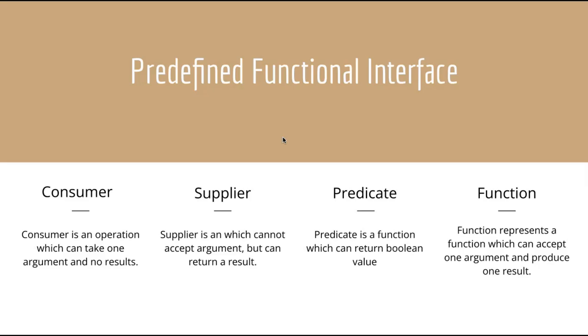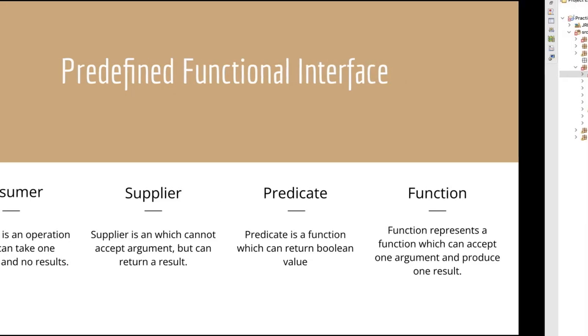The interviewer may keep asking about predefined functional interfaces. There are four predefined functional interfaces we need to know: consumer, supplier, predicate, and function. The consumer is an operation which can take one argument and returns no result. The supplier is an operation which cannot accept an argument but can return a result. The predicate is a function which can return a Boolean value. The function represents a function which can accept one argument and produce one result.